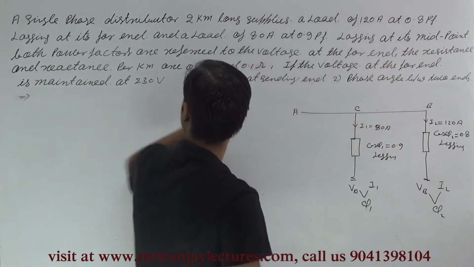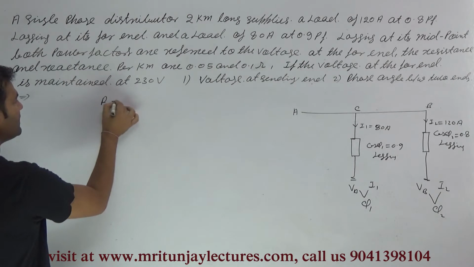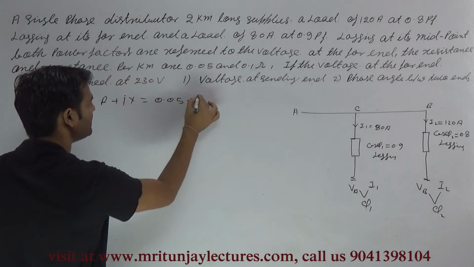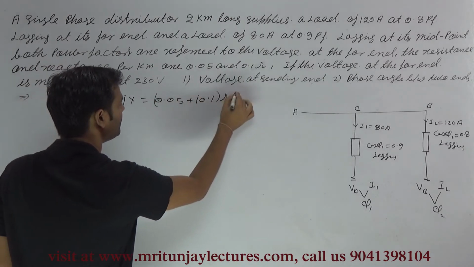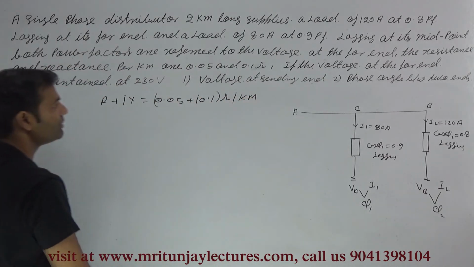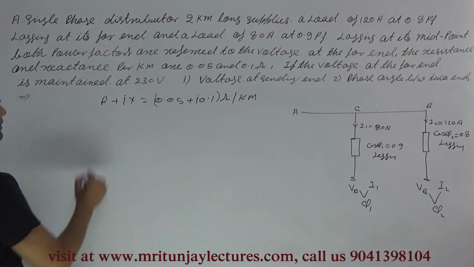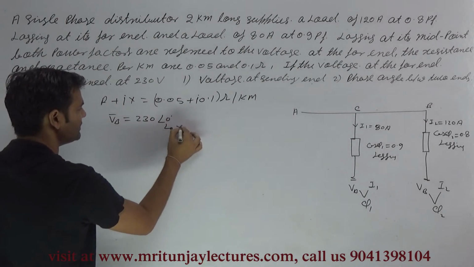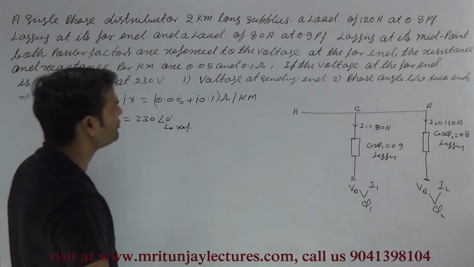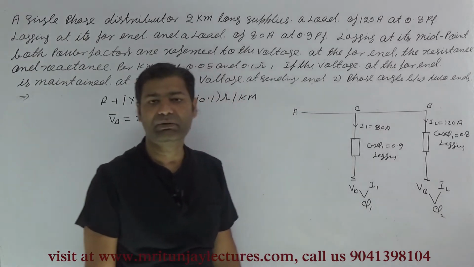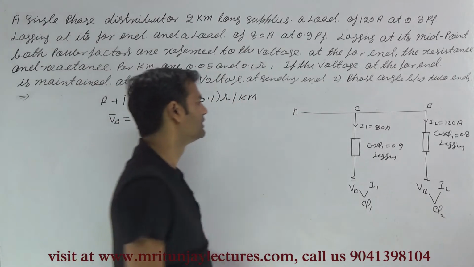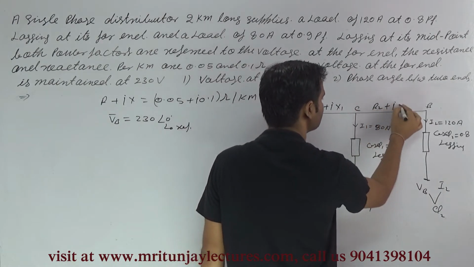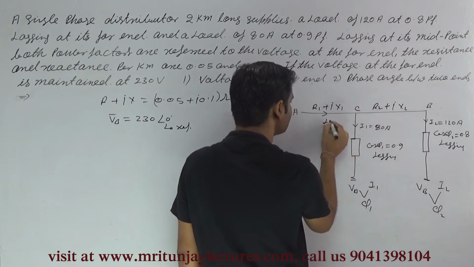The resistance and reactance R and jX are written as 0.05 plus j0.1 ohm per kilometer. If the voltage at the far end, VB, is maintained at 230 volt, suppose that is the reference voltage. Our motto is to determine the sending end voltage. This one is R1 plus jX1, and that is R2 plus jX2, and this current is I.